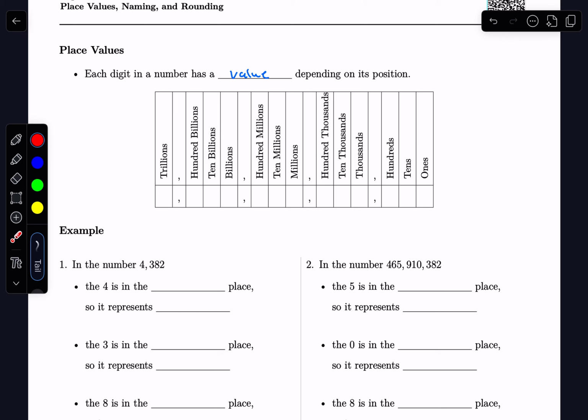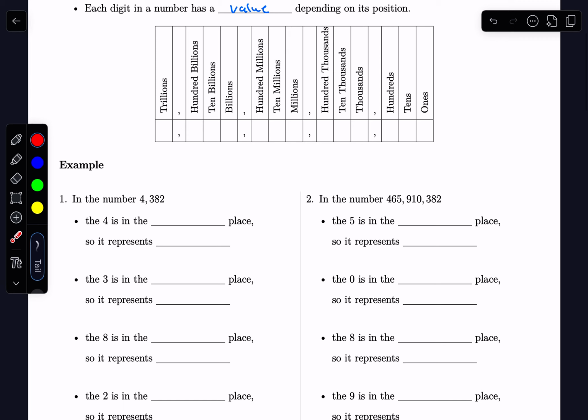For every period, which is every group of 3 numbers, we go from ones to tens to hundreds. But once we get past the first period, we don't call the one spot in the next period 1 anymore. We just call it whatever that period is named. So in this case, thousands, then millions, then billions, then trillions, all the way up. But the idea is that wherever a digit is placed, it is worth whatever the digit is multiplied by that place value. So let's look at number 1 real quick.